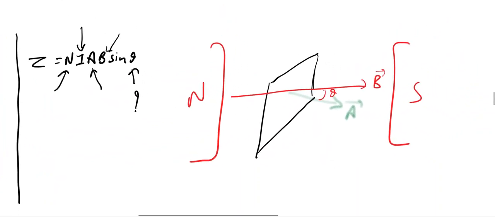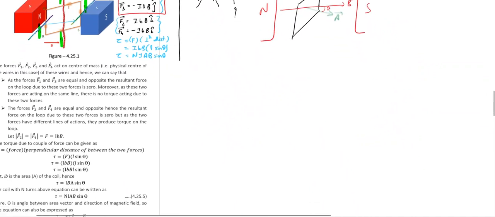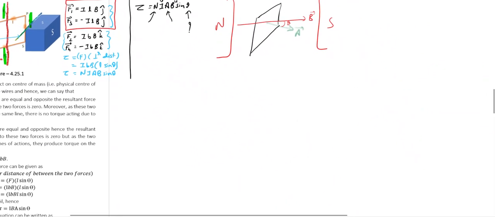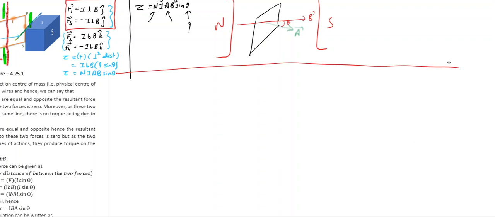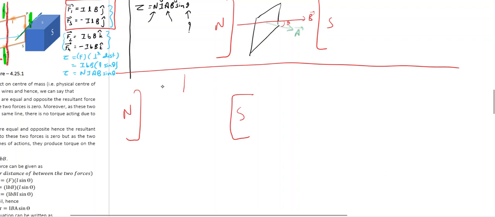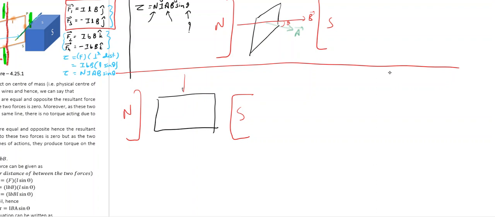Now what happens when the coil is rotated because of the current? There are different situations possible. So consider that the coil is in this orientation. Consider another situation. Now look at the difference between these two situations.